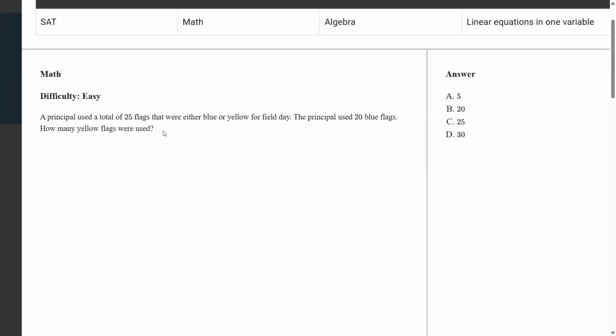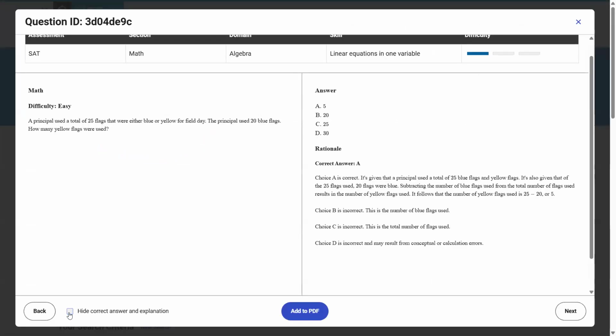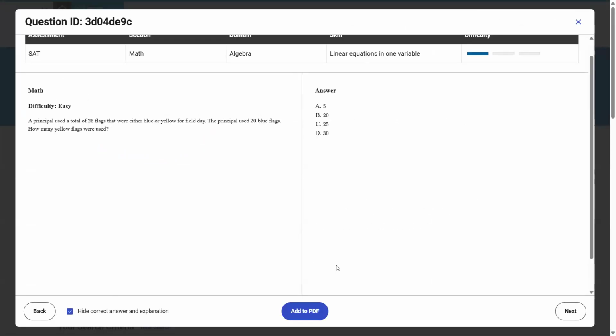Principal used a total of 25 flags that were either blue or yellow for field day. Principal used 20 blue flags. How many yellow flags were used? This is an easy question. 5? Yes. This is a very easy question.